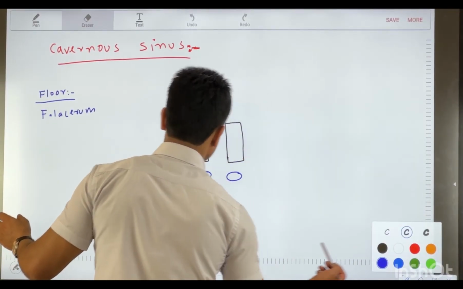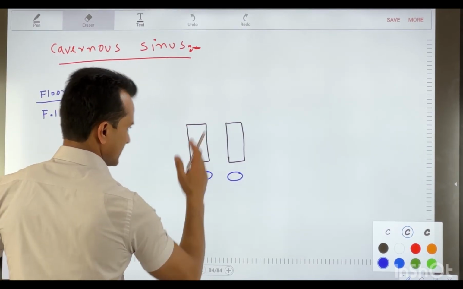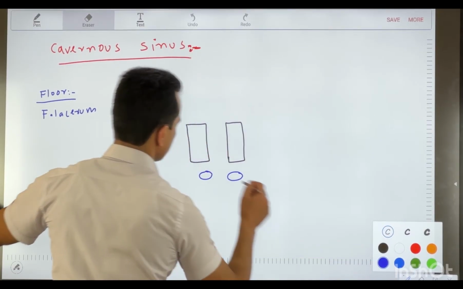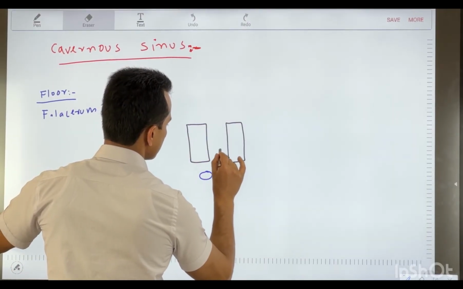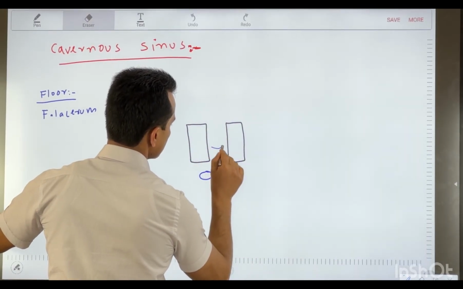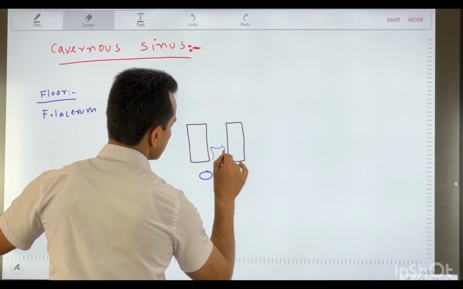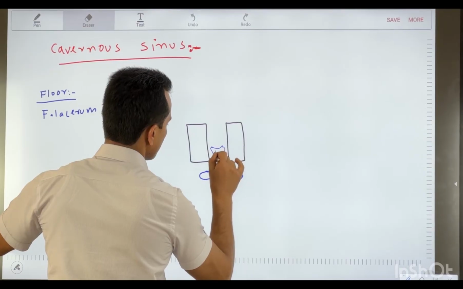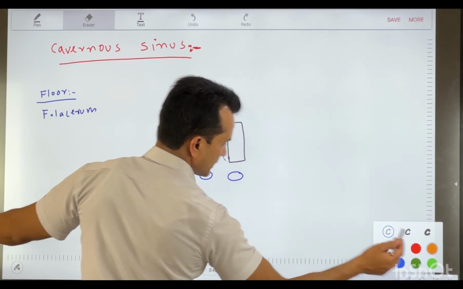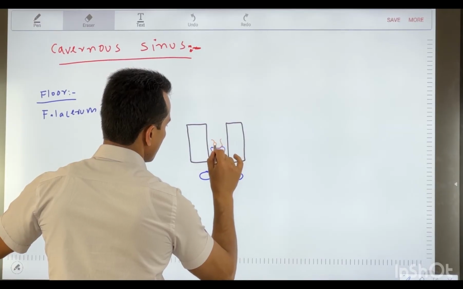And then what is on the medial side? So this will be the medial side, this will be the lateral side. On the medial side you have here your sella turcica, and here you have the sphenoidal air sinuses, and above you have the pituitary gland, the master gland of your body.